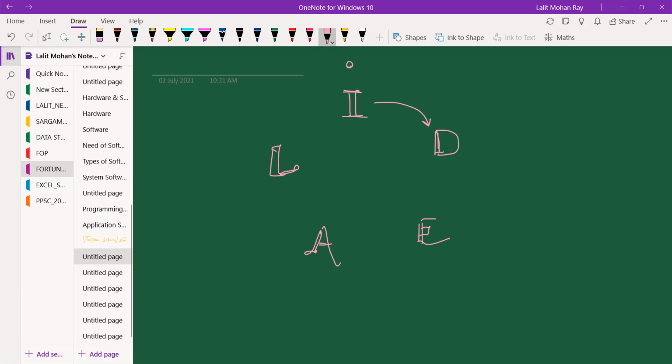This is the starting point. Start here, then go towards this, this. This is problem solving. Problem solving. How?